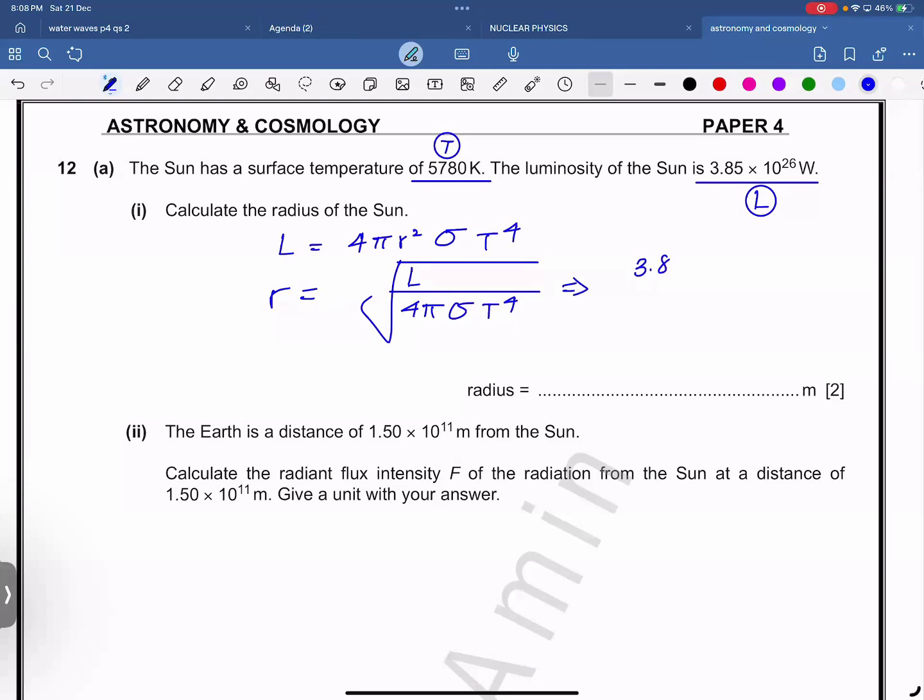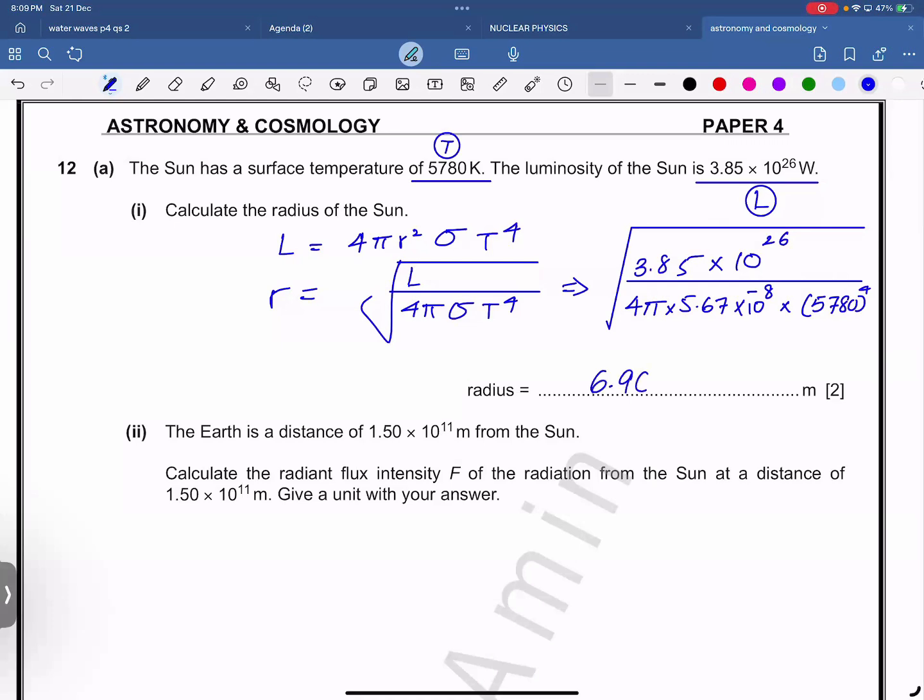3.85. All values are three significant figures. You must write the final answer also in three significant figures. Six point nine six. 8.8. Eight.